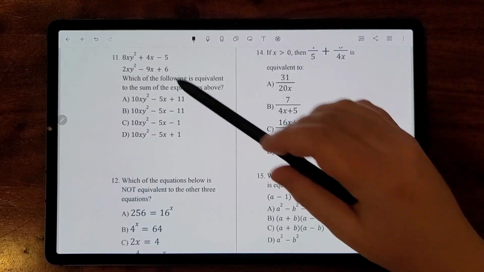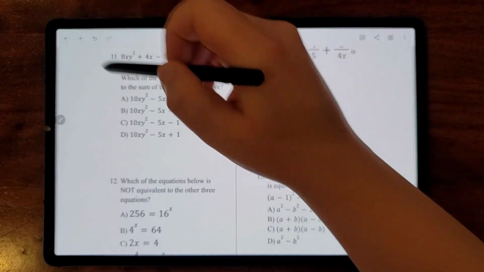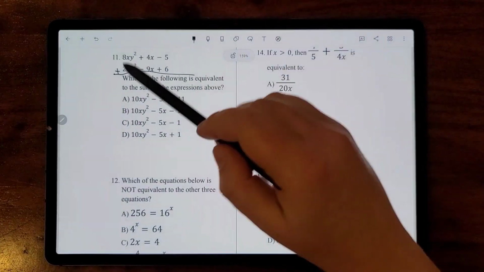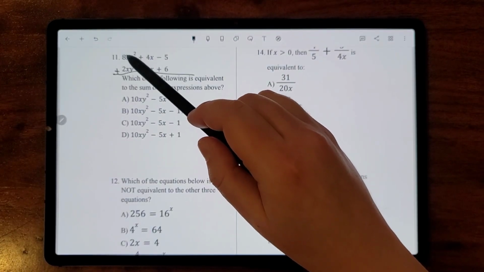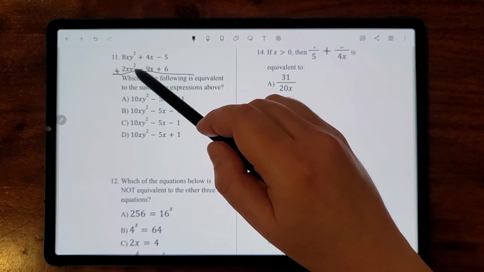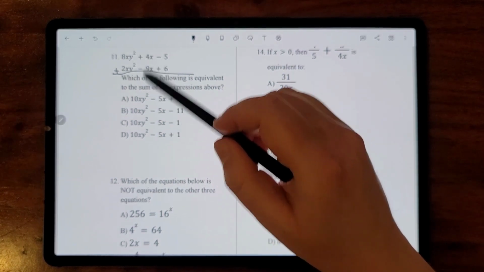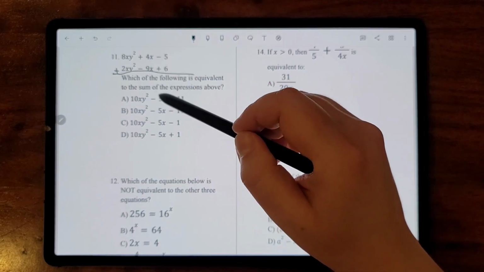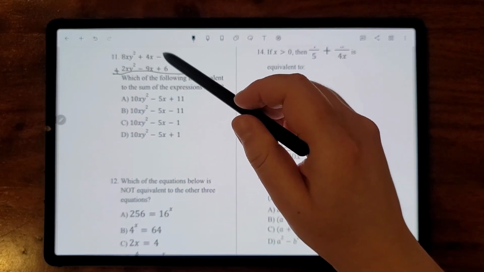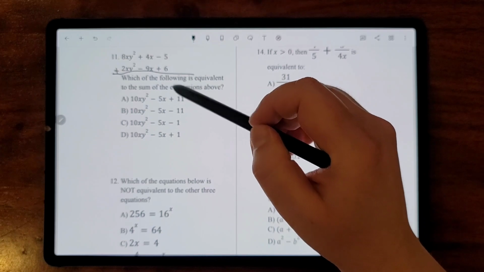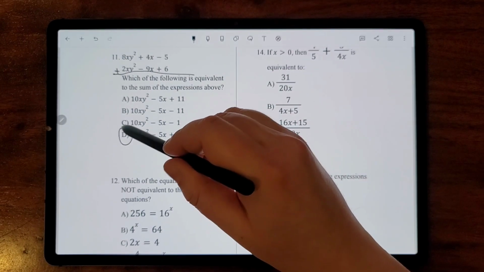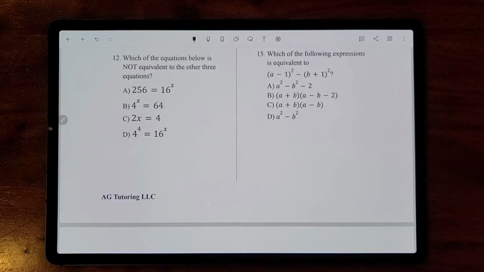So for the next one, we want the sum of these expressions. Remember, sum means that we're adding these up right over here. If I do 8xy squared plus 2xy squared, that's just 10xy squared, which they all have. If I do 4x plus negative 9x, that's just negative 5x, which they all have. And then negative 5 plus 6 would be plus 1, which they don't all have. It's just this one that has that. So it would be D.